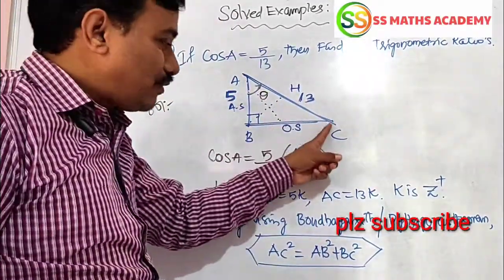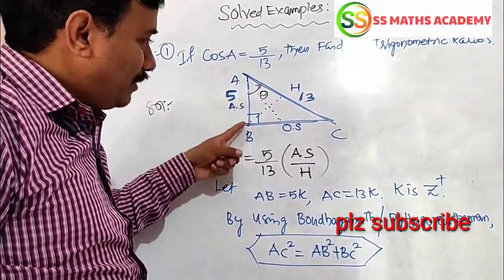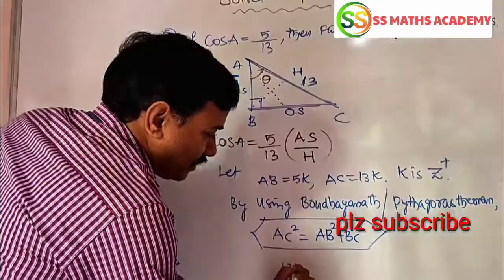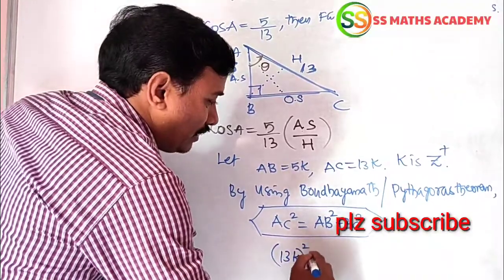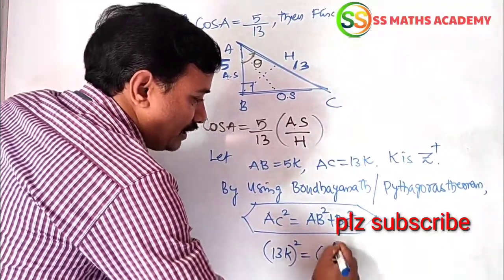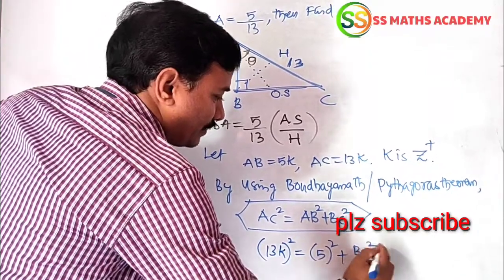Means AC square equals AB square plus BC square. Right, children? AC value is 13k whole square. Now AB value here is 5k whole square. Now BC we have to find. Right?